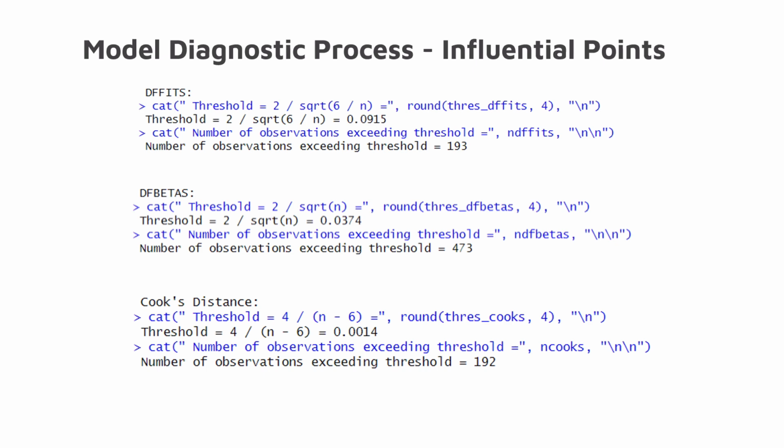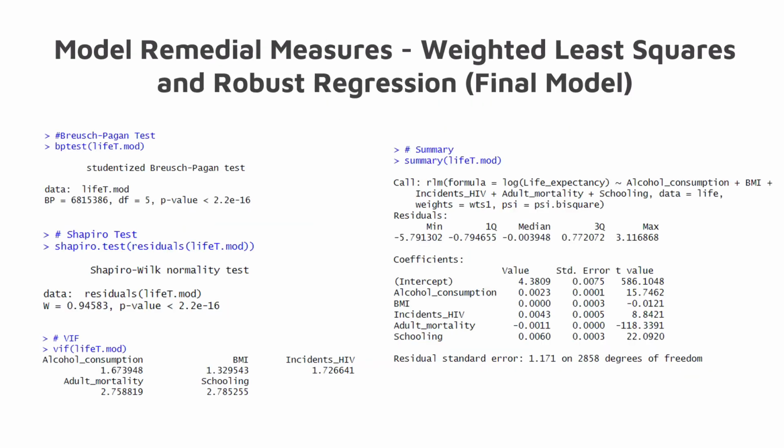Since we have issues of non-constant variance and influential points in our model, we apply the remedial measures of weighted least squares and robust regression to obtain our final model. However, when performing the Breusch-Pagan test and Shapiro test again, we still obtain p-values that are less than alpha equal to 0.05. This could be due to the fact that mortality is never uniform and is always unpredictable.